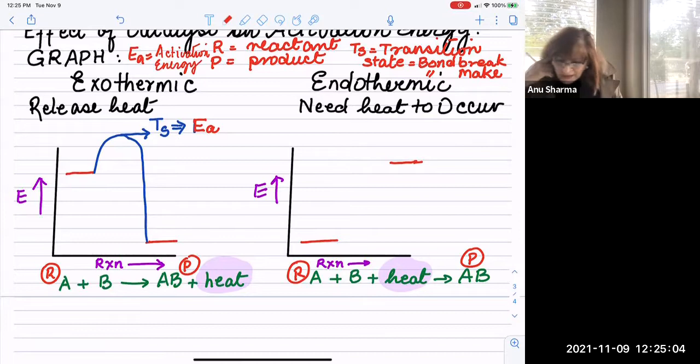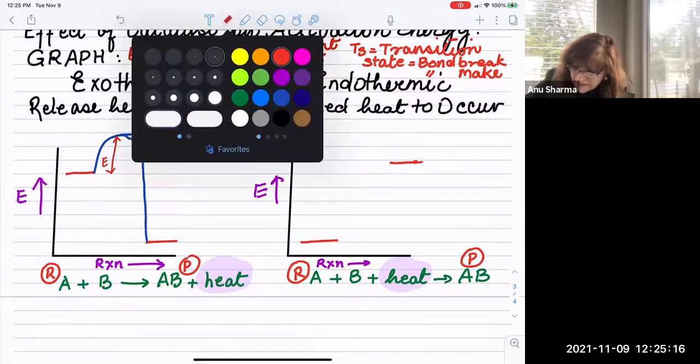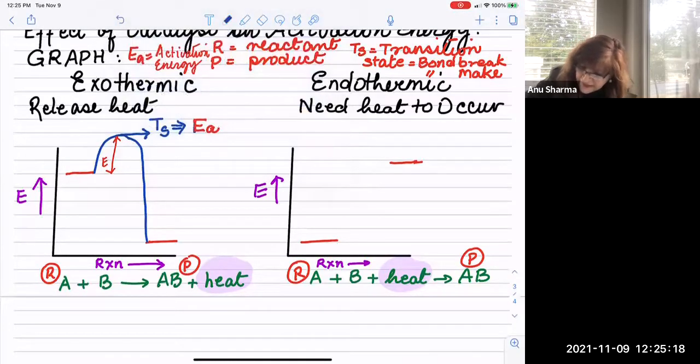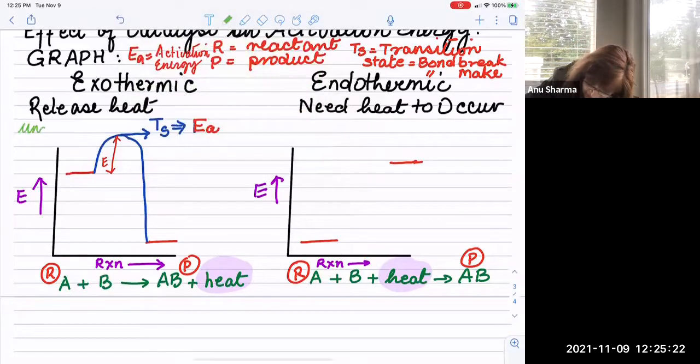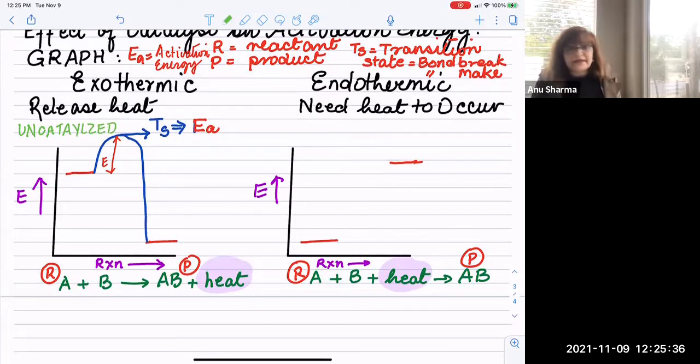Okay, so let's put this here. This is the amount of energy, this is EA. And this is an uncatalyzed chemical reaction. Let's put this here in this color. This is uncatalyzed, when you have not added a catalyst.